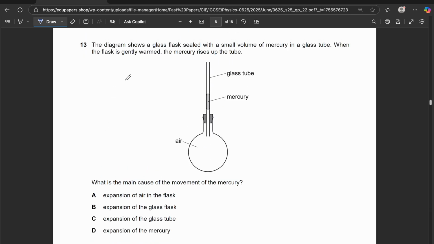13. The diagram shows a glass flask sealed with a small volume of mercury in a glass tube. The flask is gently warmed. The mercury rises up the tube. What is the main cause of the movement of the mercury? So it moves, which means that the air inside will have a bigger volume. So it is because of the expansion of the air.